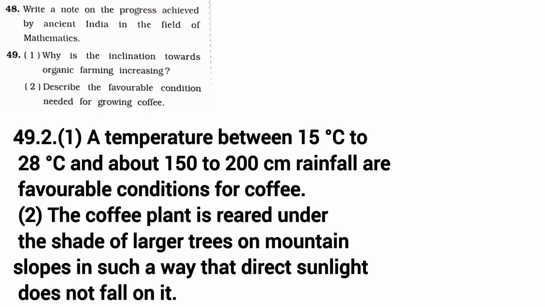Question 49. Number 2. Describe the favorable condition needed for growing coffee. Answer. Number 1. A temperature between 15 degrees Celsius to 28 degrees Celsius and about 150 to 200 centimeter rainfall are favorable conditions for coffee. Number 2. The coffee plant is reared under the shade of larger trees on mountain slopes in such a way that direct sunlight does not fall on it.